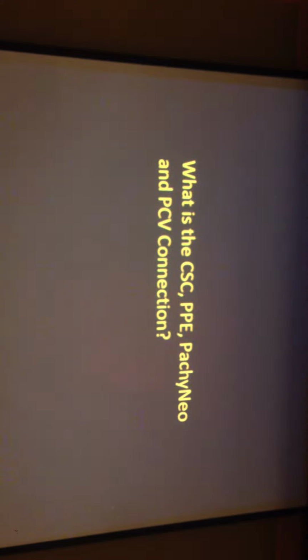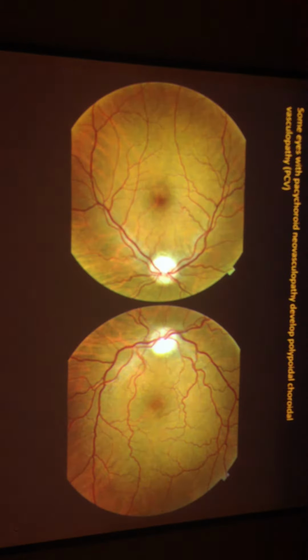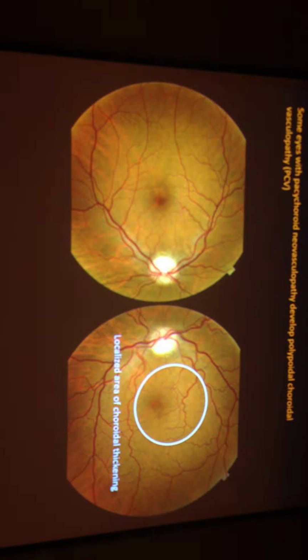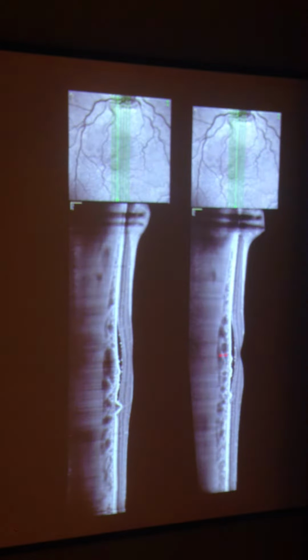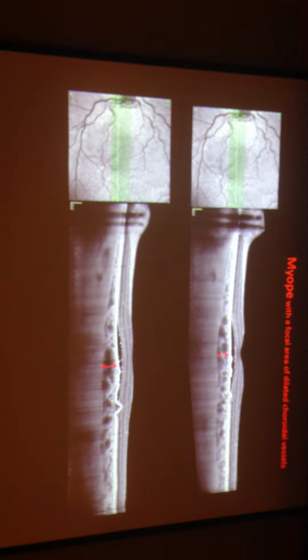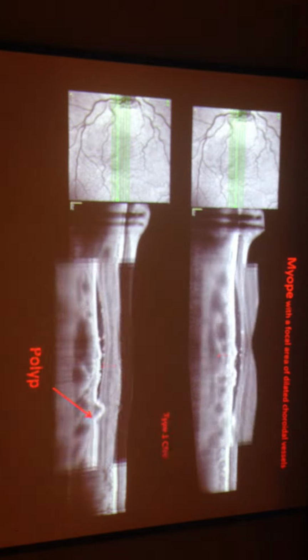So what is the CSC, pachychoroid neovasculopathy, pachy-neo, and polypoidal connection? Some eyes with pachychoroid neovasculopathy can develop PCV. If you look at this patient, nothing remarkable in the right eye. But if you look very closely, there is just an area of localized choroidal thickening and lack of fundus tessellation. This patient is actually a myope with a focal area of dilated choroidal vessels. Here, you can see how very dilated it is.